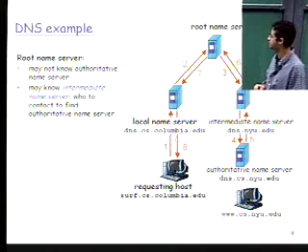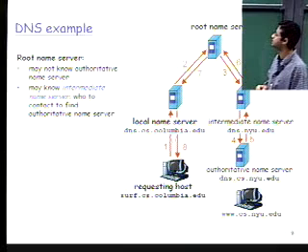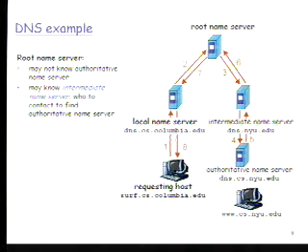So this again is explaining the process of resolving, let's say, www.cs.nyu.edu from a machine in the Columbia network, and how these queries are proceeding. So what kind of a query is this?